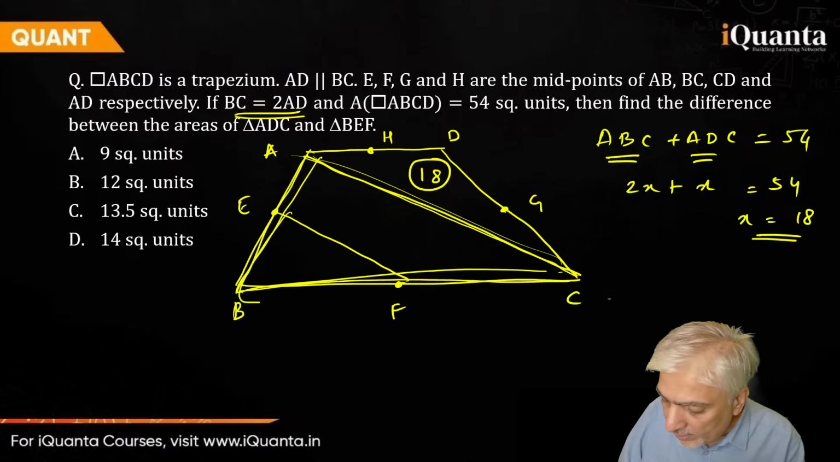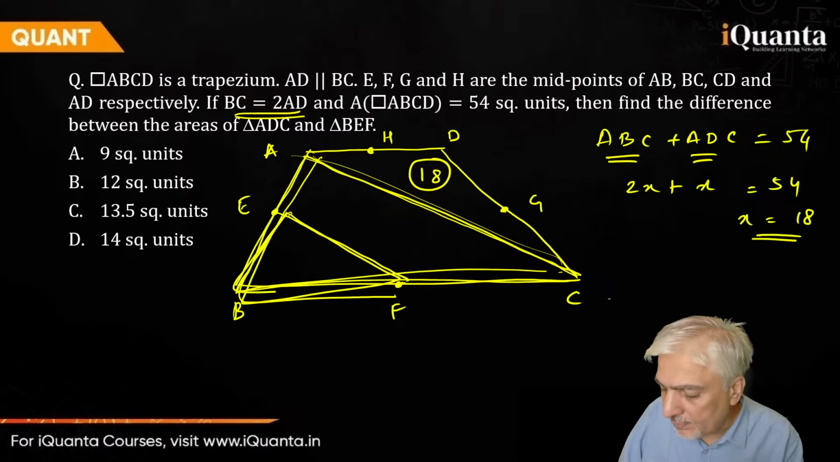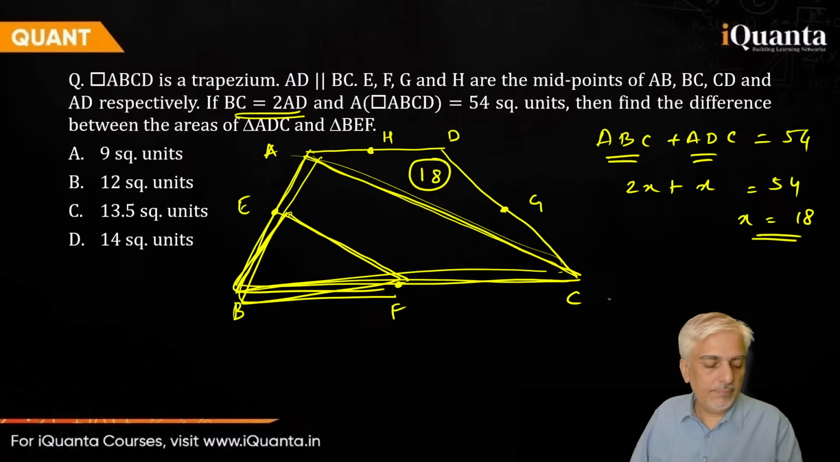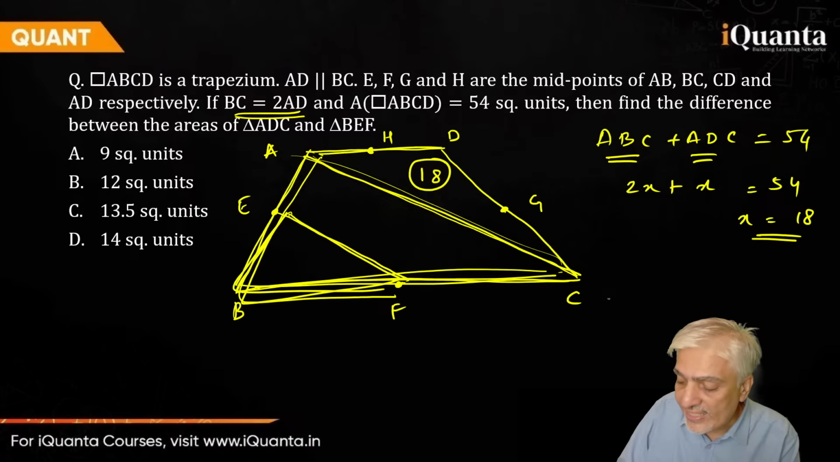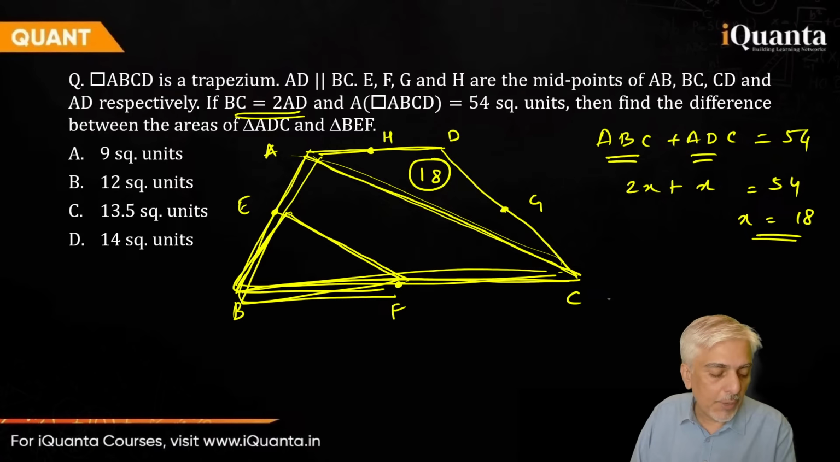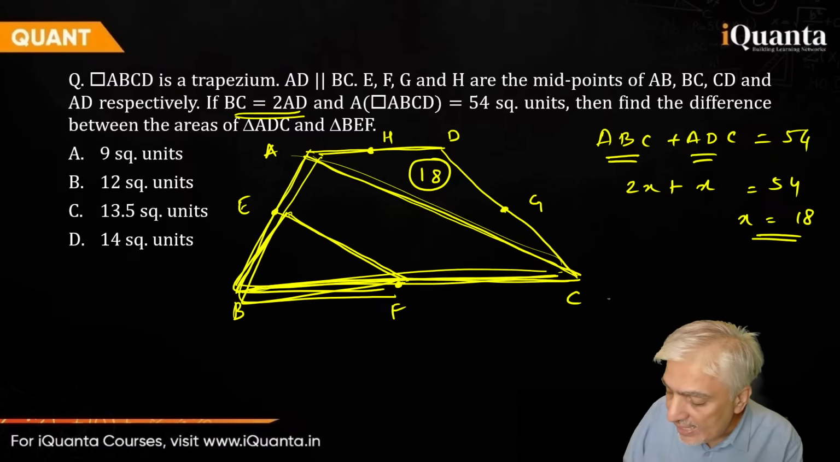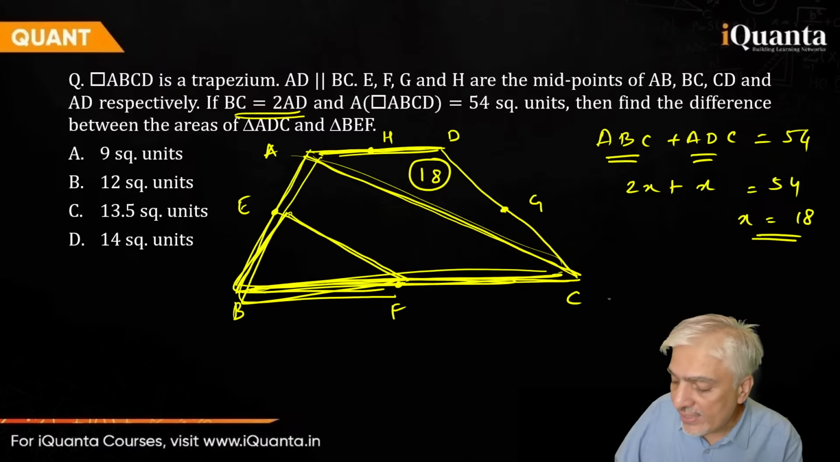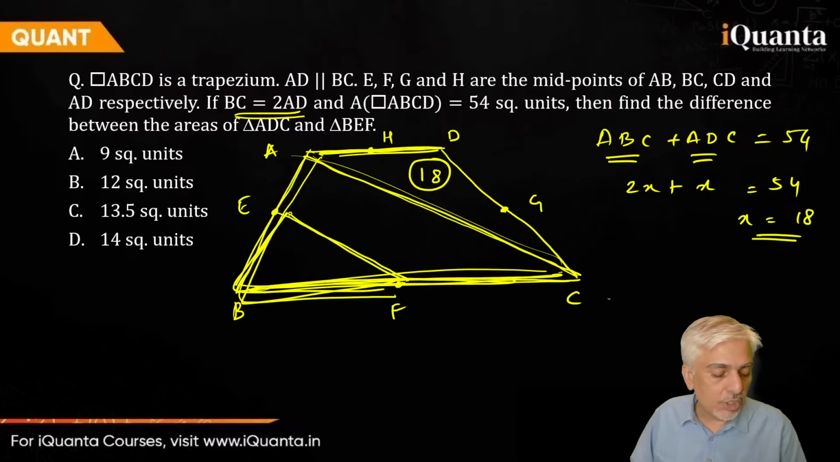Out of 36, how much will this be? Because the side is double. See, BC is double of AD, Tejaswani. Did you get that? Look at it properly, Tejaswani. BC is double of AD. They both have the same height, so the area will also be double. Just let me know, Tejaswani, whether you've understood that.